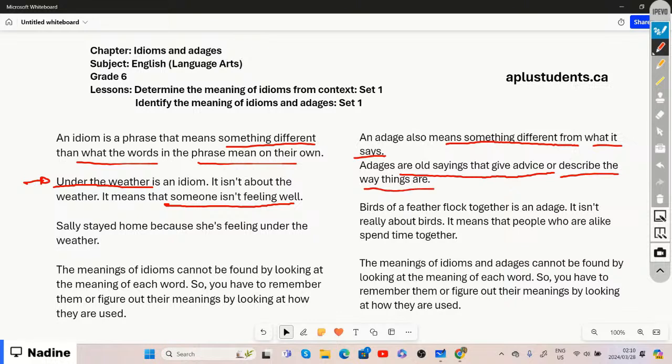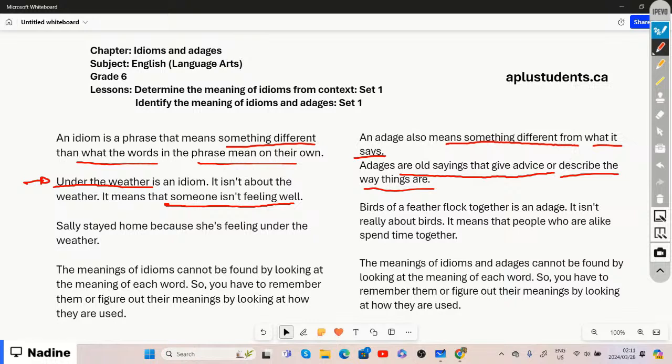So usually our parents, grandparents, great grandparents, they had all these sayings, right? And we call that adages. They either give advice or describe certain things, or they were used to bring about humor, right? And that actually means something different from what it says. It's also a figurative expression, and figurative is not anything that is direct or literal.